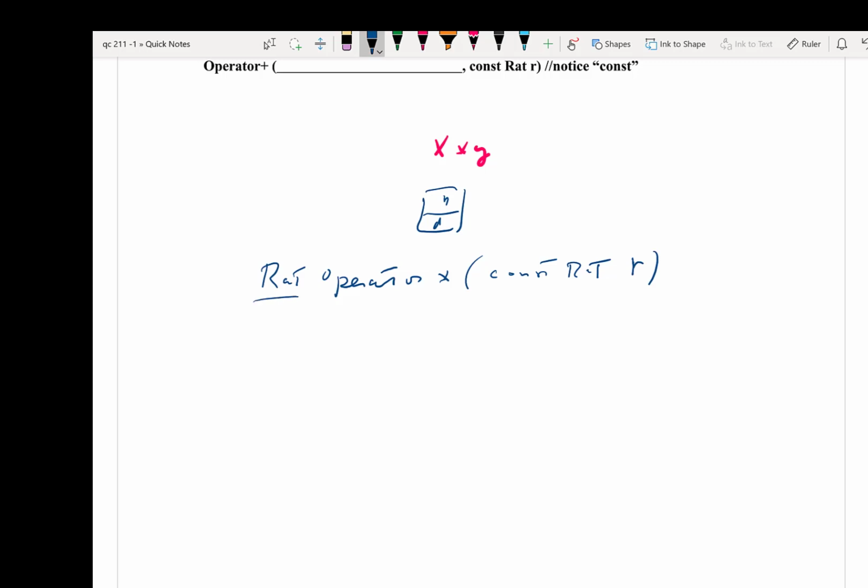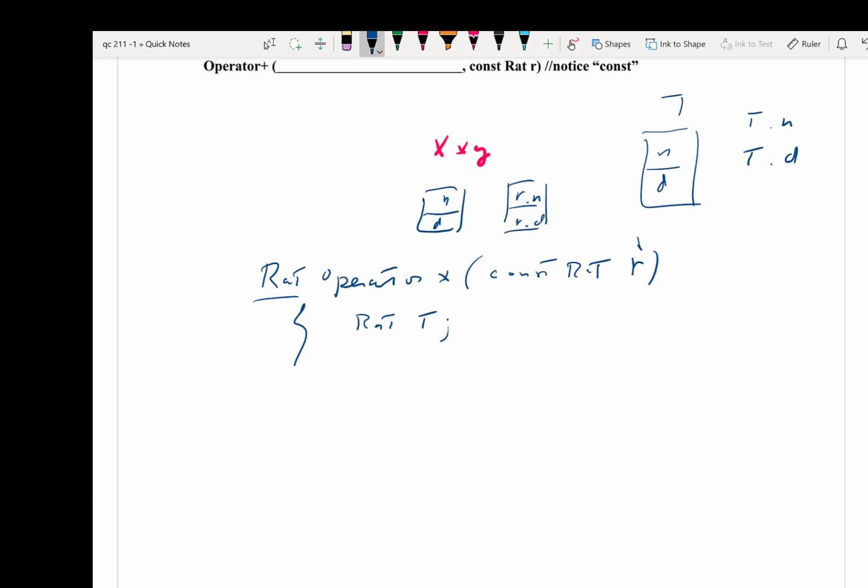So since it's going to return a rat, I have to do what I did before. I'm going to say that I've got some local rat t. What is t going to look like? t is going to have a numerator and a denominator. So within the member function, I'm going to be able to call it t.n and t.d, as we just saw before. So what is going to be the numerator? If I multiply x, which is n over d, and this is coming through r, so this is going to be r dot numerator and r dot denominator.